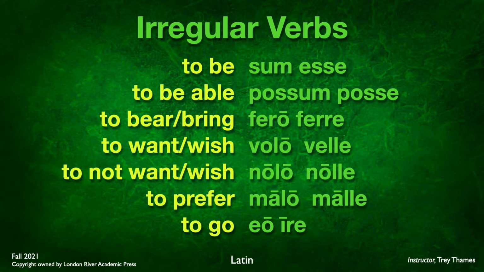The last couple of chapters, we learned fero, ferre, to bring or to bear. And in this chapter, we're learning three new irregular verbs. Volo, velle, to want or wish. Nolo, nolle, to not want or wish. Malo, malle, to prefer. And then we'll learn ire, to go, probably in the next chapter too. But I just wanted to include it on the list here.